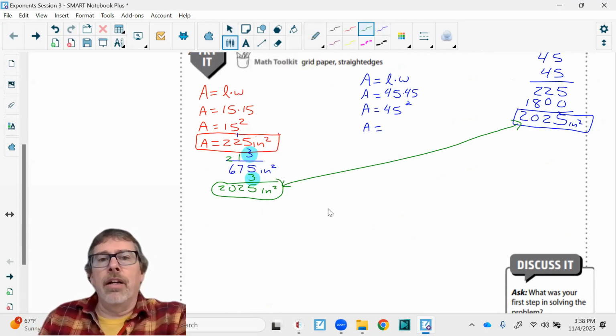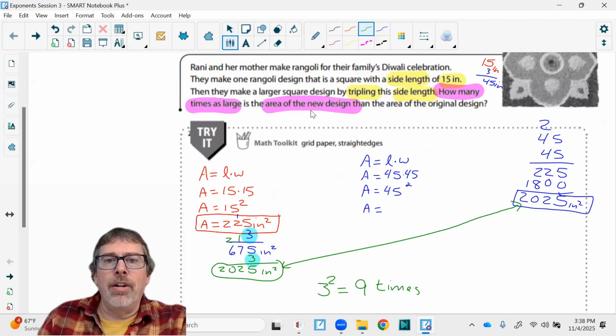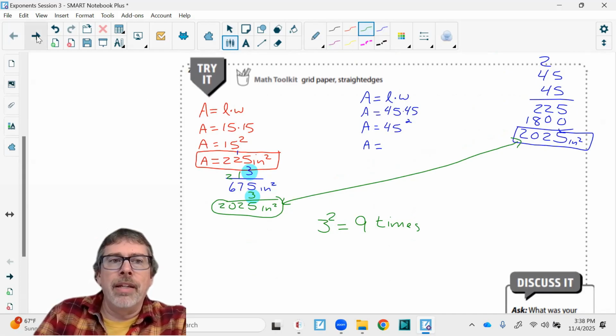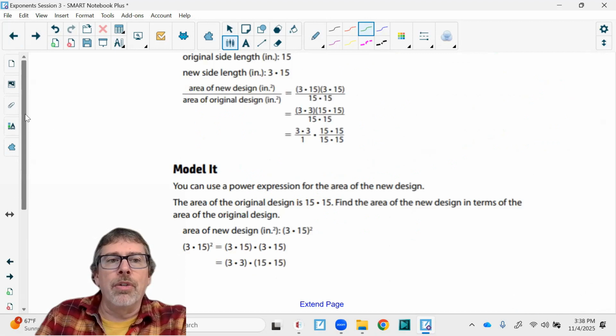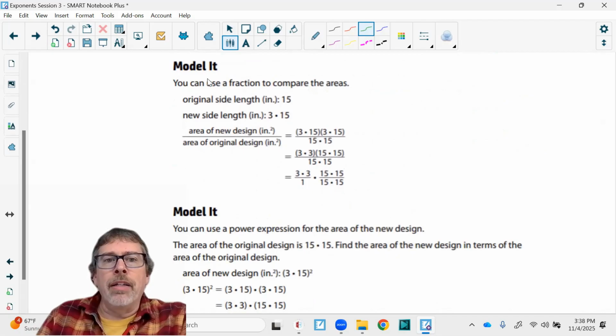So then we had the discussion of, well, what is 3 times 3? Well, it's 3 squared, and that becomes 9. So the answer to this problem is 9 times. Okay, so it said, how many times as large is the new design? So that's the way we went around about doing it. This was just a trial and error type situation, but on the next page, we're going to start doing what it is actually wanting us to do. So in the model, it says you can use a fraction to compare the areas.